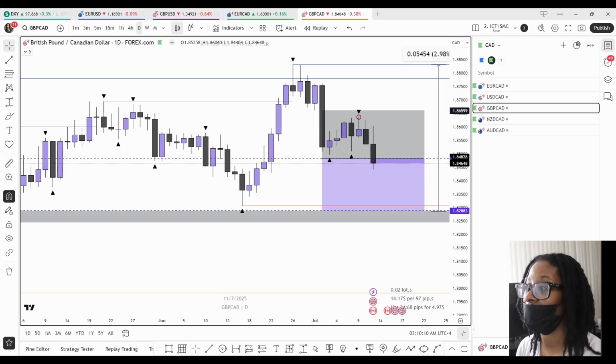Matter of fact, those are the only pairs I'm looking at for the week, because NZD and AUD are slow as snails, and they don't give you the right amount of pips. I was looking at NZD CAD and AUD CAD, and it was just like 30 pips. I was like, wait a minute, excuse me. No, I'm not touching them at all.